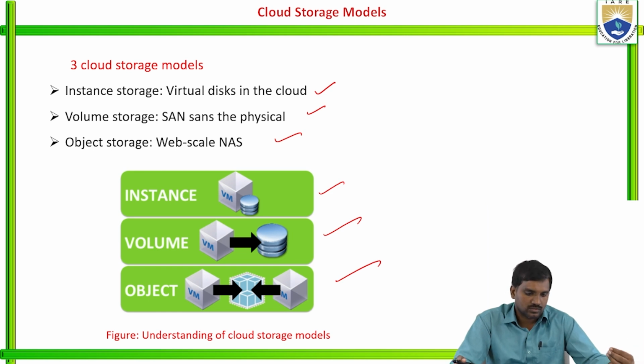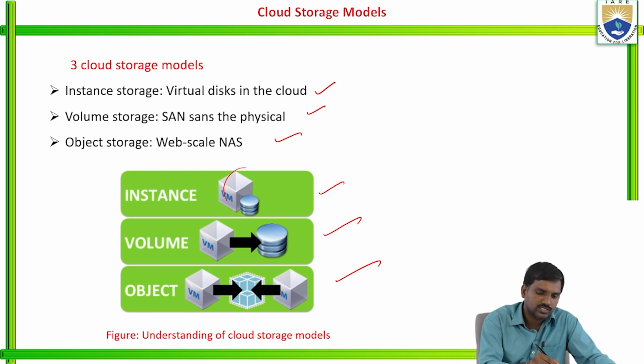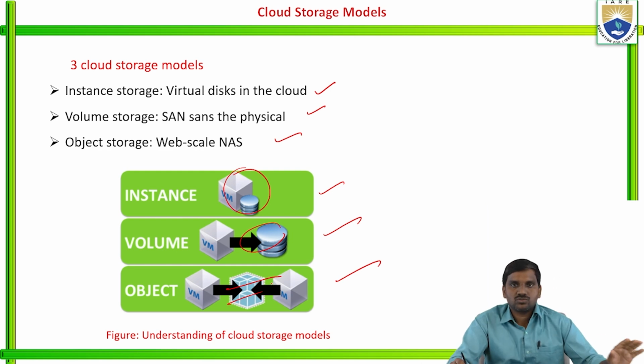This is just a diagram of cloud storage models. With instance, we can store the data. With volume, how much data we can store depends on the volume. And with object, how much data we can store depends on the objects we are using. So these are the three types of cloud storage models.